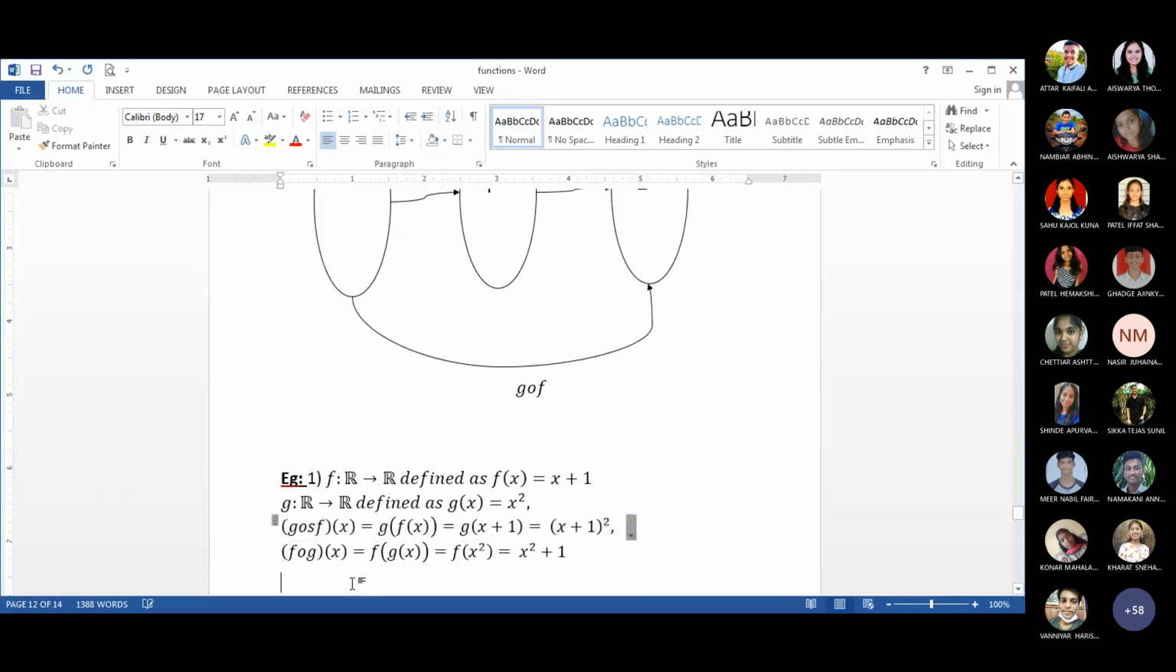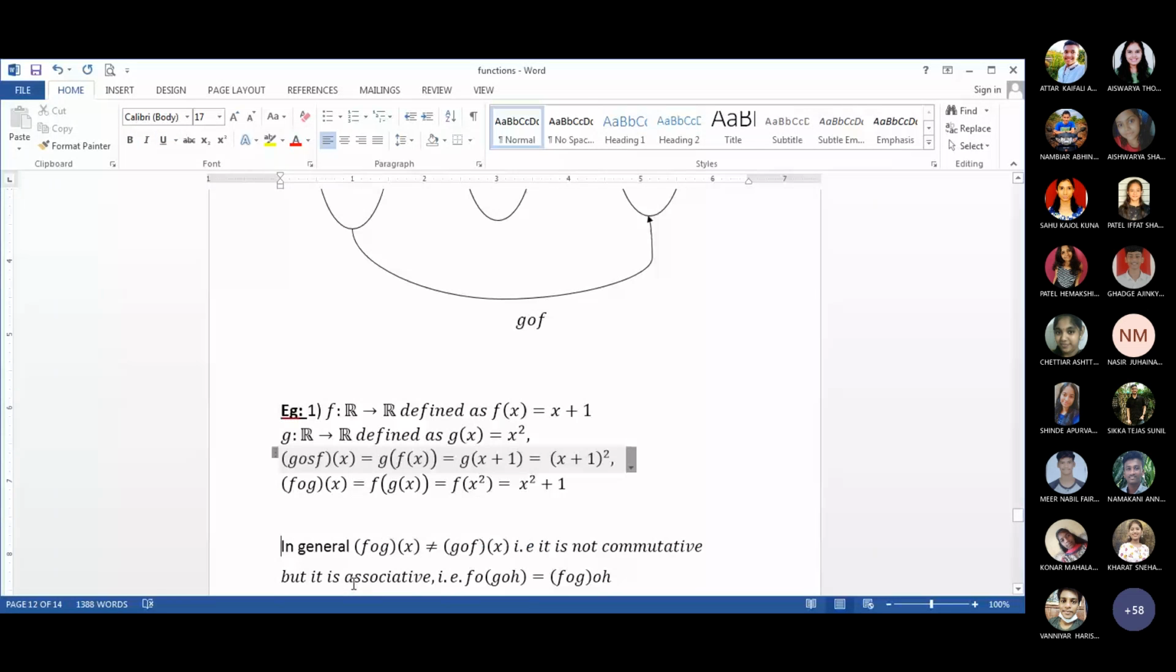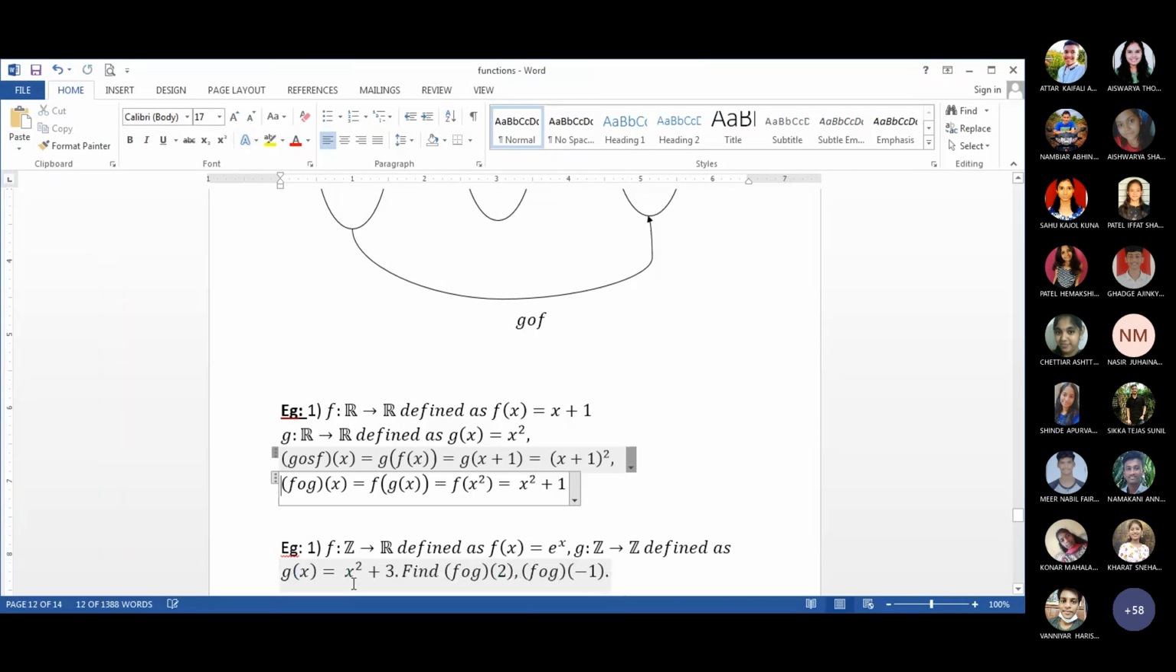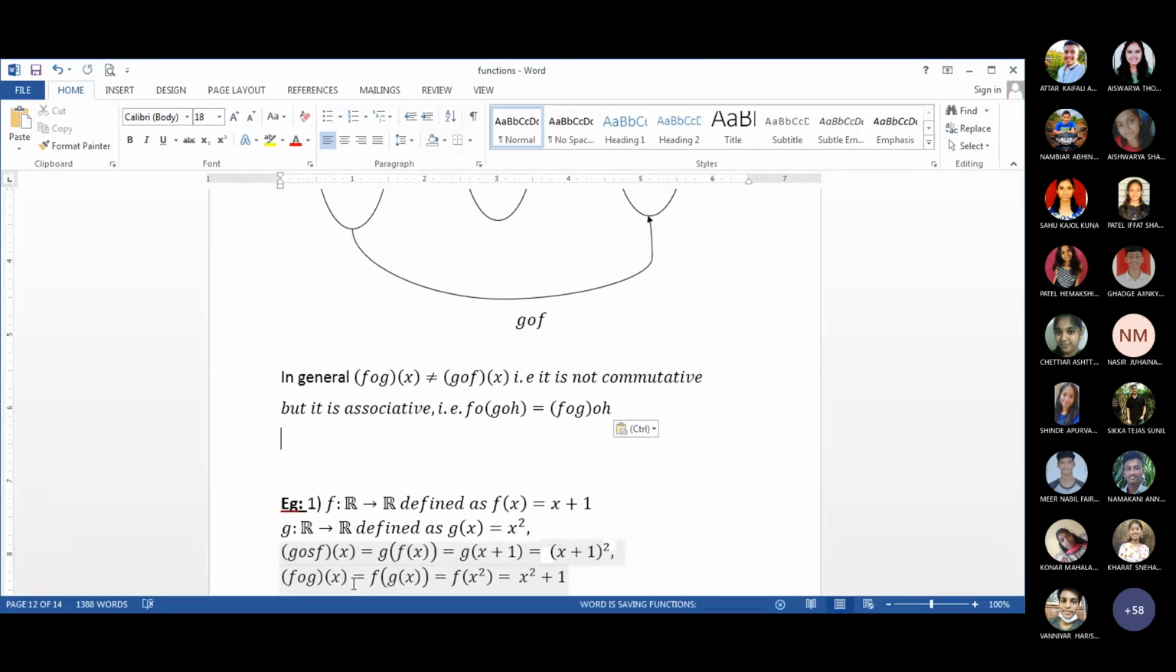This is important, that composition of functions is not commutative. F composed with G is different from G composed with F. ठीक है, F composed with G is different from G composed with F.